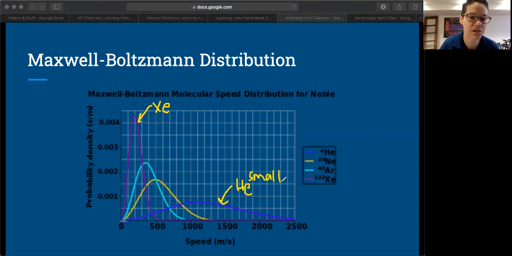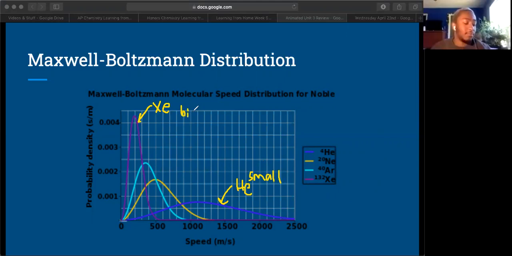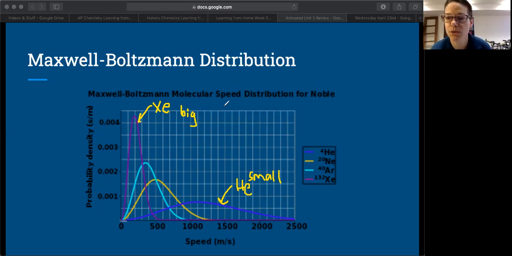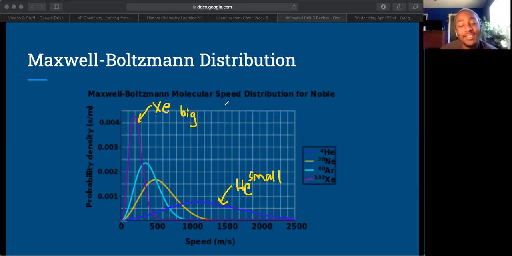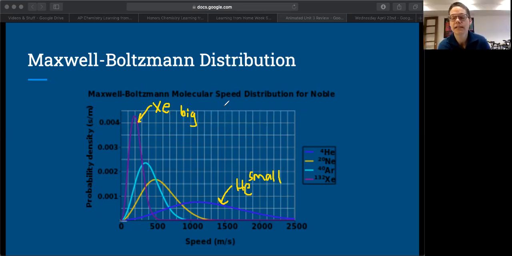And this is basically showing you what about the speeds of those two things? This is showing us that helium, on average, has a faster speed than xenon. Yup. That's literally all that graph is showing.